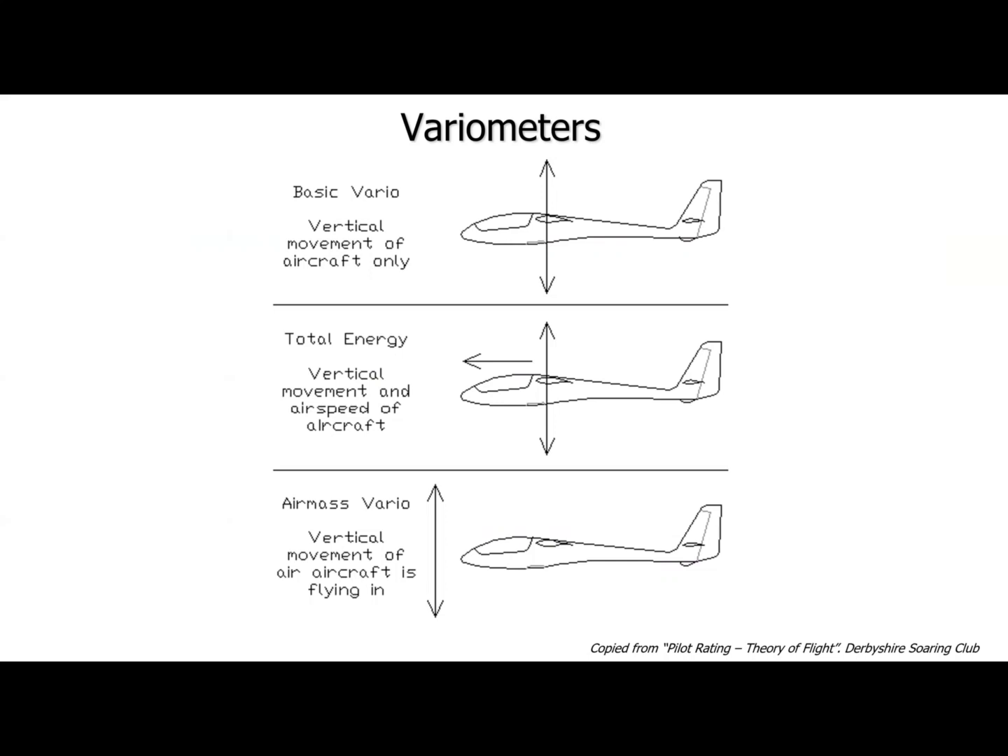So you have a basic vario, which just tells you, am I going up or down in the air? It doesn't tell you anything about the air mass you're flying in. Right, then you have a total energy vario. Now that's a little bit different. It makes a calculation not only of whether you're going up or down, but also your forward movement.